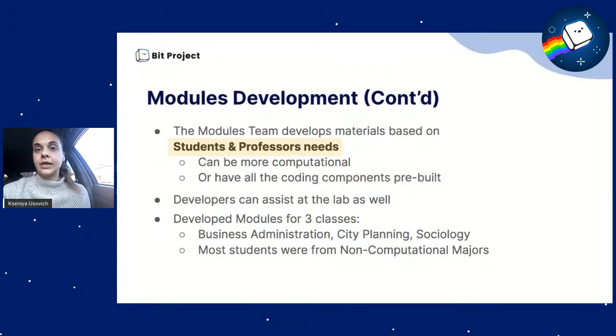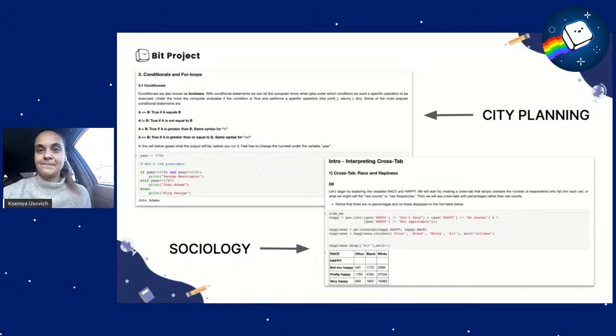Especially in sociology, I don't think anybody, as far as I know, was taking any data science or computer science classes before coming into that class specifically. In city planning, it was more of a mixed crowd. Some people actually knew how to code before coming into the class, but we still developed an intro to Python module on the first lab, so students can learn all the necessary Python skills and tools to use in the later notebooks and for their final project.